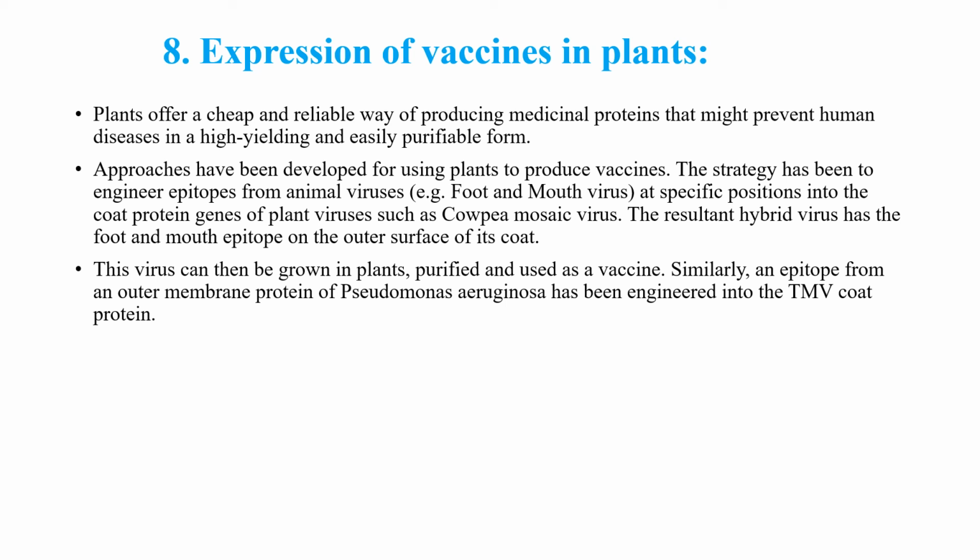engineer epitopes from animal viruses, for example foot and mouth virus, at a specific position into the coat protein genes of a plant virus, such as cowpea mosaic virus. The resultant hybrid virus displays foot and mouth epitopes on its outer surface, and its coat. This virus can be grown in the plant, purified and used as a vaccine. Similarly, epitopes on the outer membrane proteins of Pseudomonas species have been engineered into the TMV coat protein.